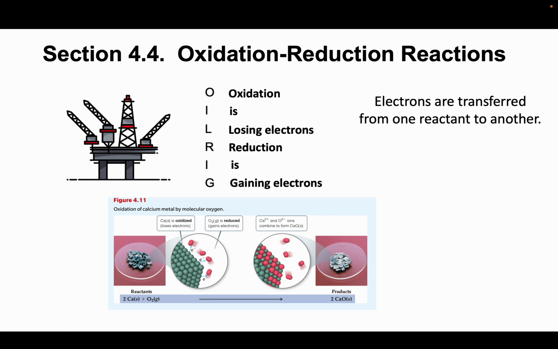Oxidation is losing electrons, so the calcium was being oxidized. One of the reactants will be oxidized, the other reduced. So in this case, the species that's being reduced is the oxygen gas.